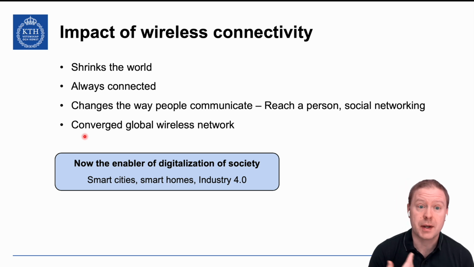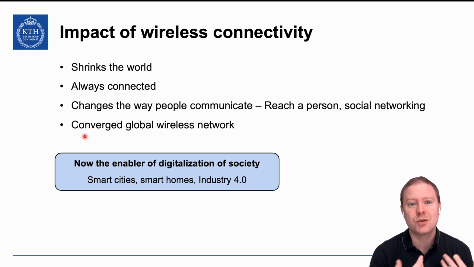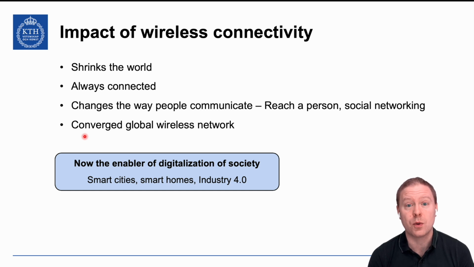So we are talking a lot about smart cities, smart homes, Industry 4.0, and other developments where things will be connected and we will benefit from that in order to make things more efficient in our world. And of course, the wireless technology is the backbone of that development. Without the connectivity, we will not be able to provide any of these other services.